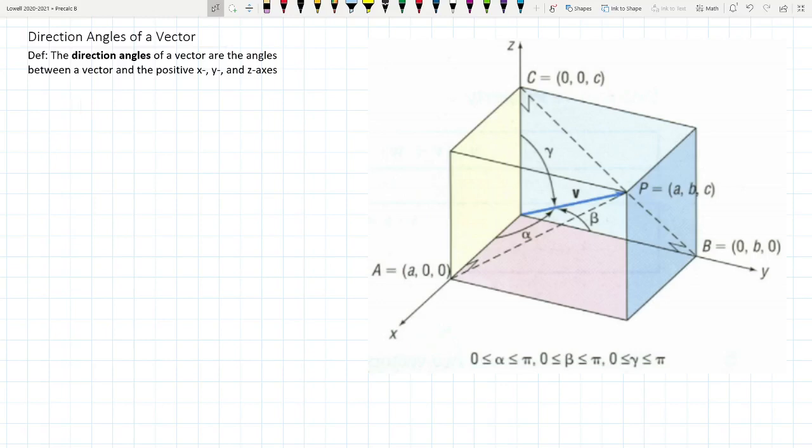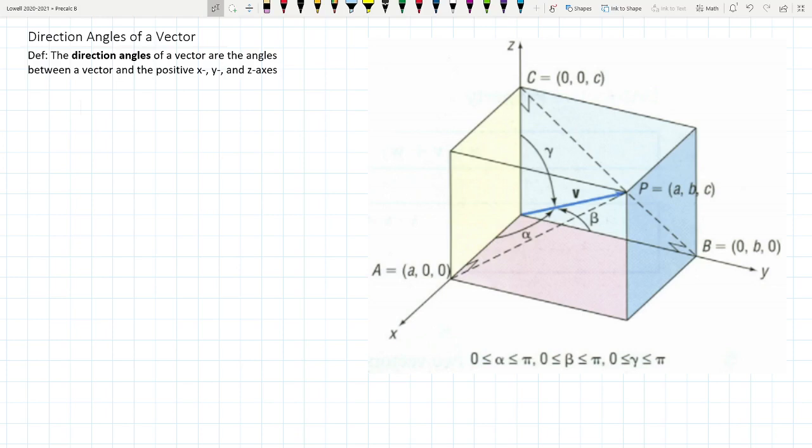Hello folks, there are a lot of videos about these things called direction angles of a vector, and they do a great job of using the formula and calculating it for you, but I've yet to find one that actually really explains it. Maybe I just haven't been looking hard enough, but that's what I want to do in this video, okay?